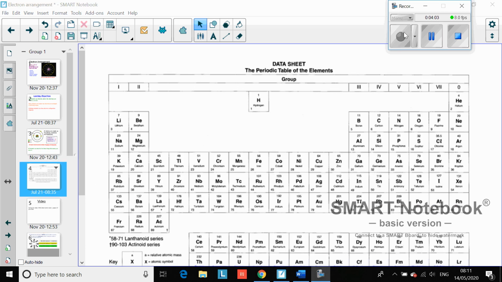Okay, welcome back. For the second part of this lesson, you are going to need a copy of the periodic table, either in your revision guide or you can just pull one up on the internet. Have it to hand at some point. You don't necessarily need it right now, but you will need it in a little while.